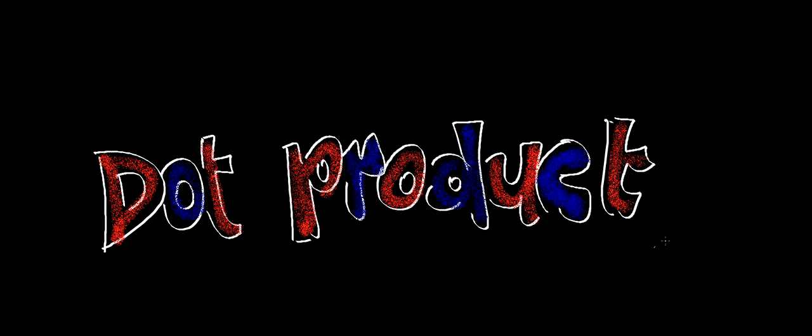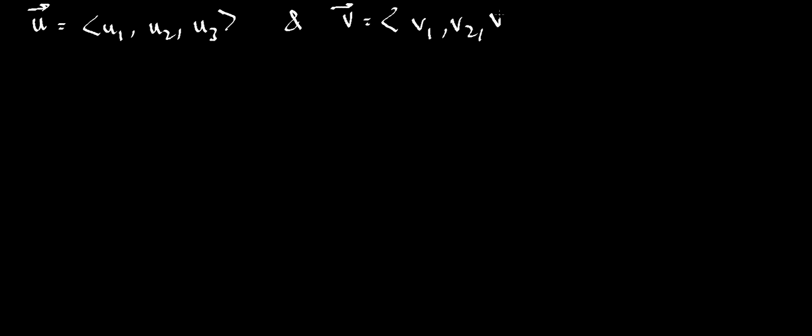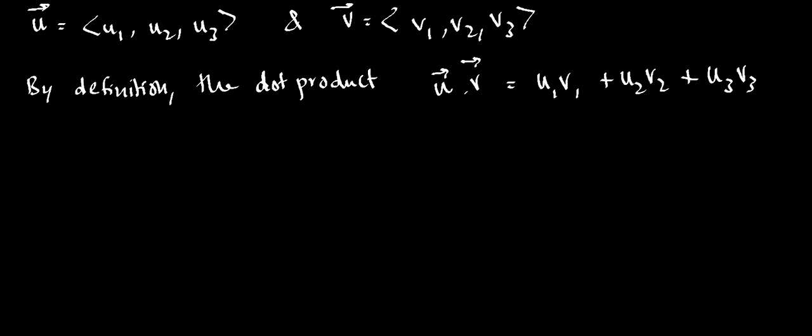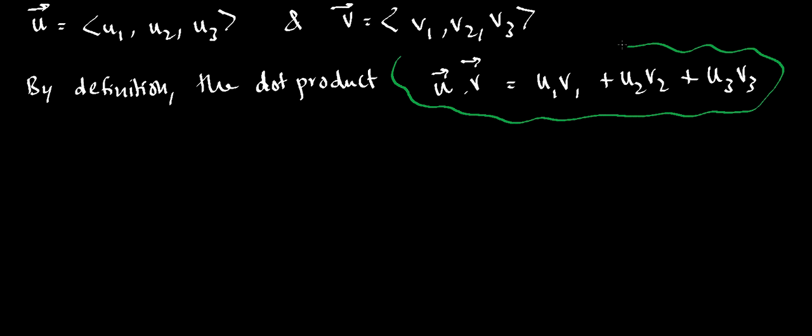Hi, the topic of this video is dot products. So I'm going to give you the definition first. Let's say we have two vectors, vector u, which has the components u1, u2, u3, and vector v, which has the components v1, v2, and v3. Then by definition, the dot product u dot v is equal to u1 v1 plus u2 v2 plus u3 v3. That's how we compute dot products.